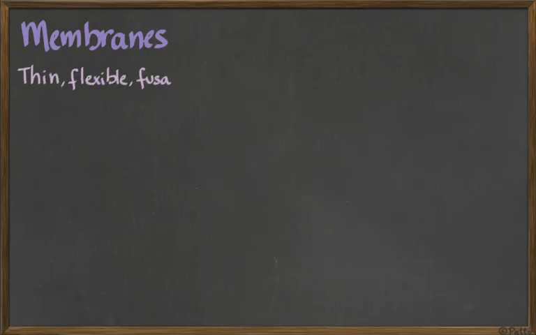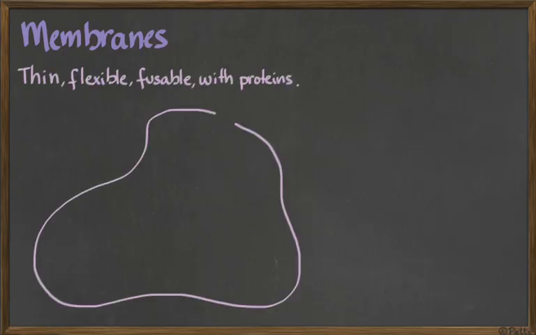So, first thing, membranes are thin. This is very self-explanatory. They are flexible, also quite easy to grasp. And they are fusible. Fusible means that a membrane can fuse with another membrane. They can touch and they can become one. And membranes also contain proteins.